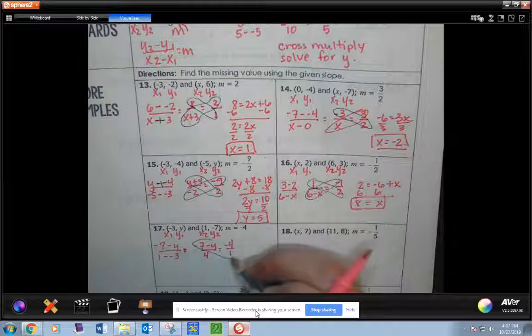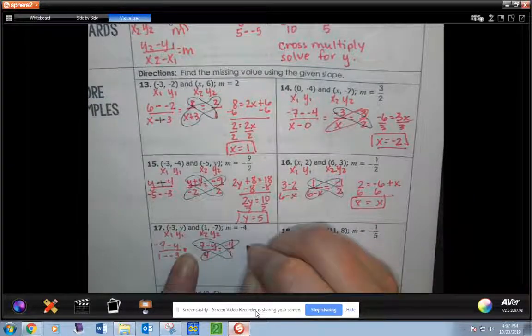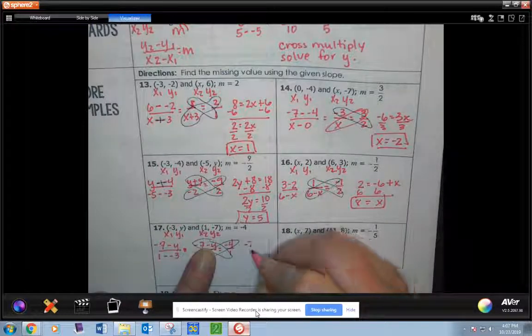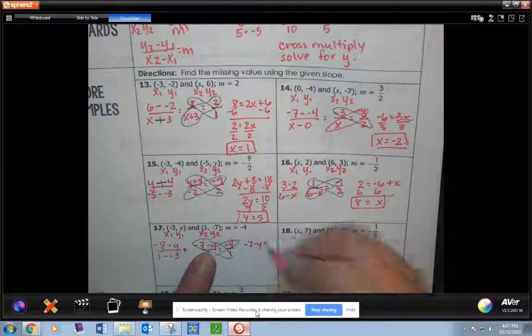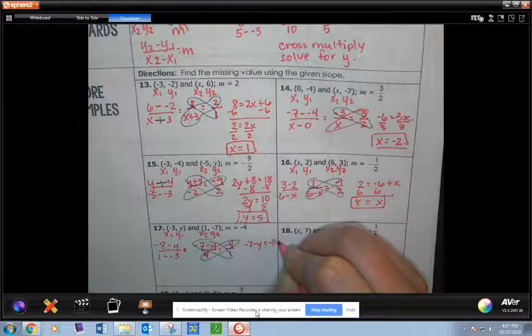Now I just have to cross multiply. So 1 times negative 7 is negative 7. 1 times negative y is negative y. And 4 times negative 4 is negative 16, and you have your equals in between.